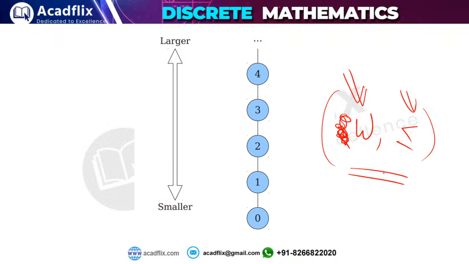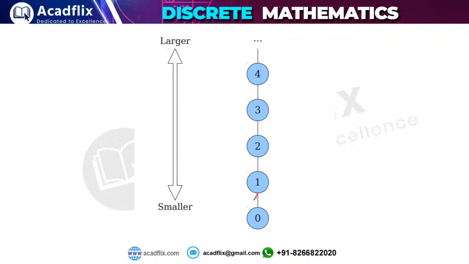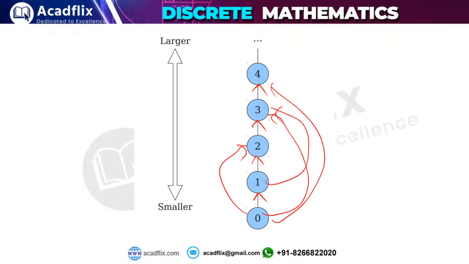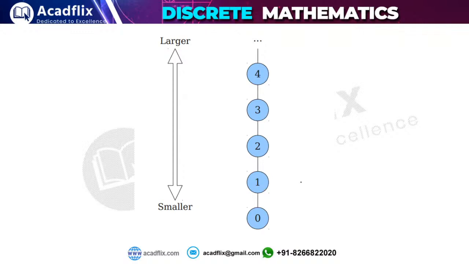If you draw the Hasse diagram, what will it be? It will be like this: 0 is related to 1, 1 is related to 2, 2 is related to 3, 3 is related to 4, because all the arrows are going upside. Remember, 0 is also related to 2. This is a transitive edge, this is a transitive edge, but we are not showing these transitive edges. Also 4 is related to 4, 3 is related to 3, 2 is related to 2. All these things are present, but we are not showing them. So anyway, this is the Hasse diagram for this relation.